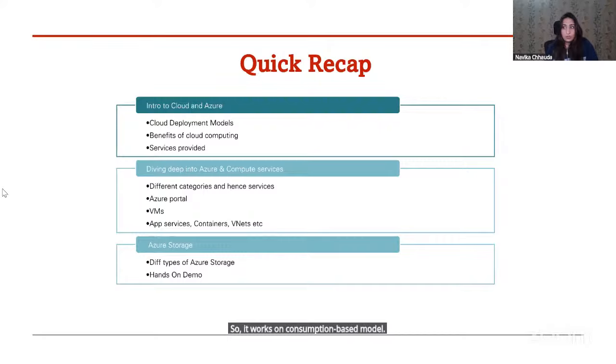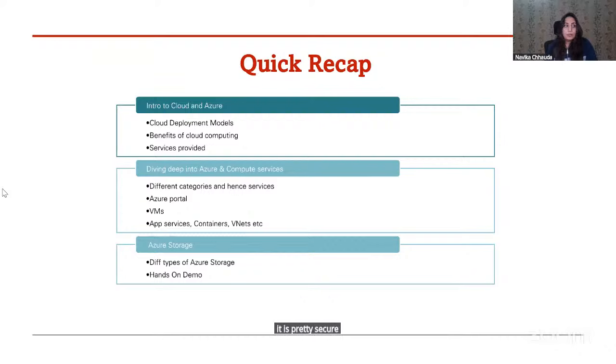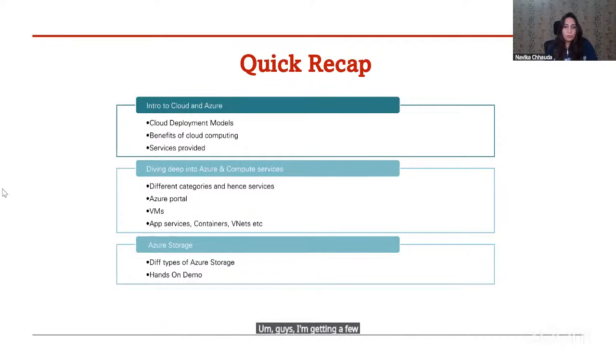So that's one. And then it is highly available, so you have data centers across multiple places in the globe. For example, if I specifically talk about Azure, it is pretty secure. It keeps its services up to date. So that's one of the advantages, right? All of that stuff. Guys, I'm getting a few questions on the chat. I would answer it towards the end. All right. Okay. So those are a couple of benefits of cloud computing.